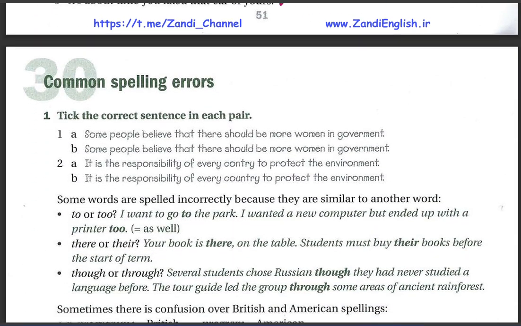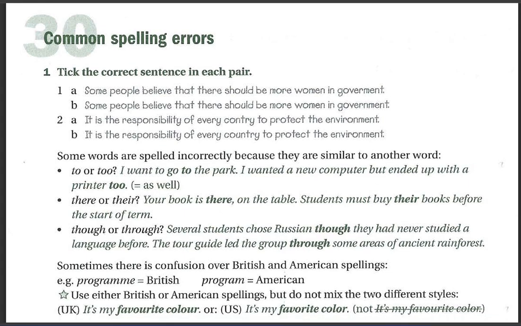Great. Now unit 30, the last unit. Common spelling errors. 1. Take the correct sentence in each pair. So let's read one together. Some people believe that there should be more women in government. So look at here how the government is written. Which spelling is correct? What do you think? Oh, very good. B, the government.